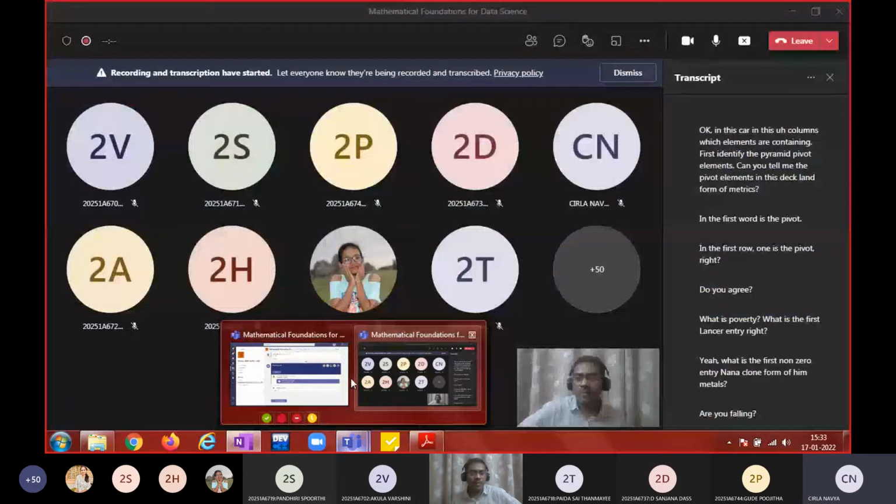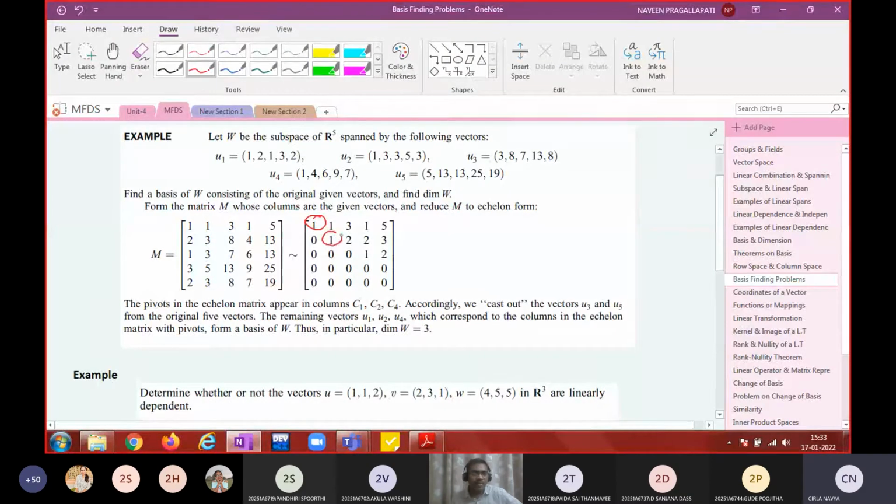Yes, sir. Okay. Similarly, in the second row, what is the pivot? 1. In the third row, what is the pivot? 1. Okay. So which columns are containing the pivots? This. That means identify the corresponding columns. Okay, this one. So that means leave the columns which do not contain the pivots.